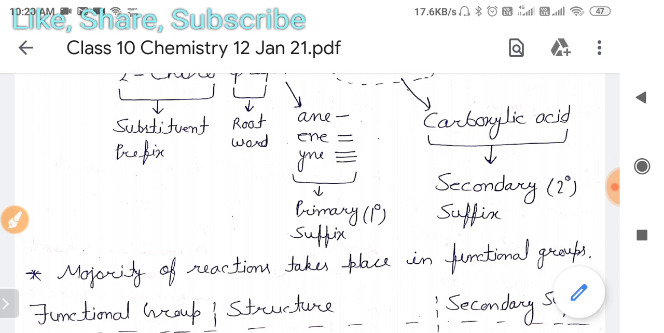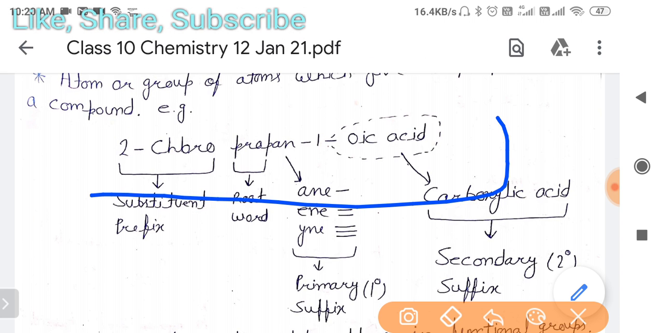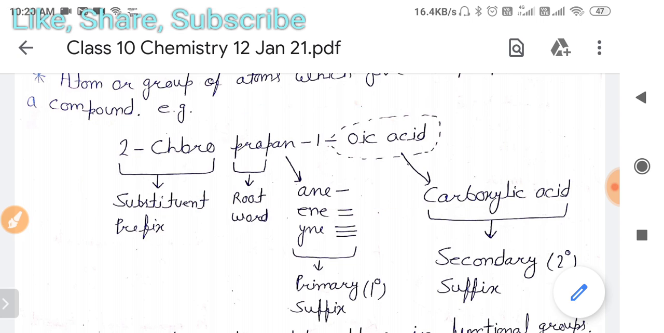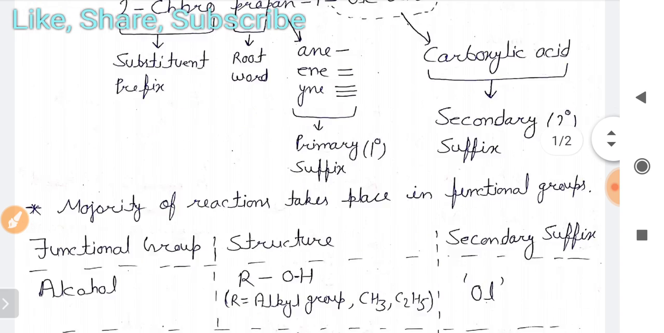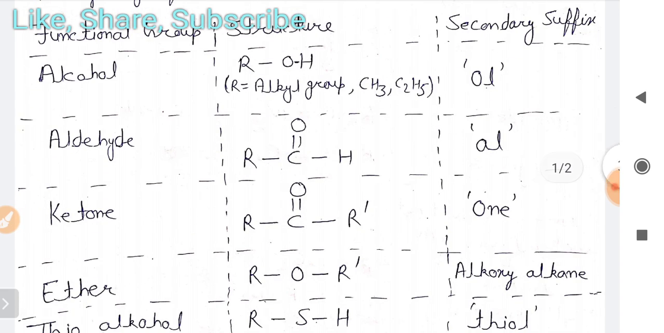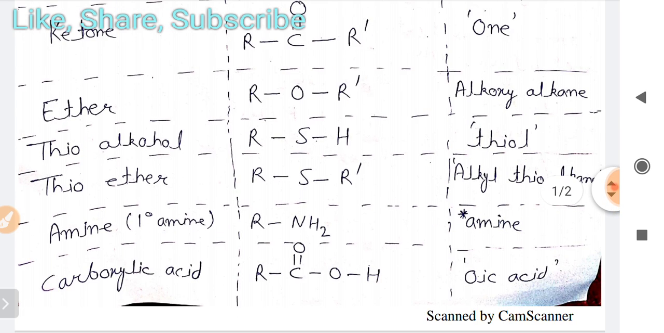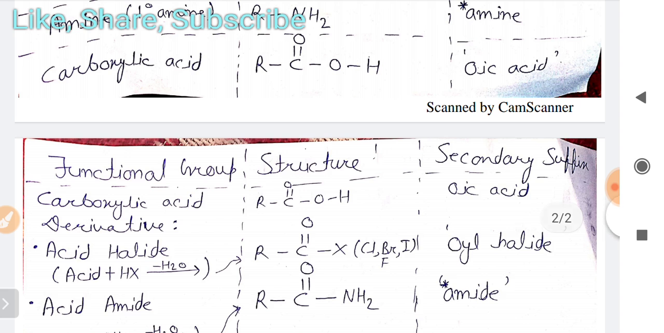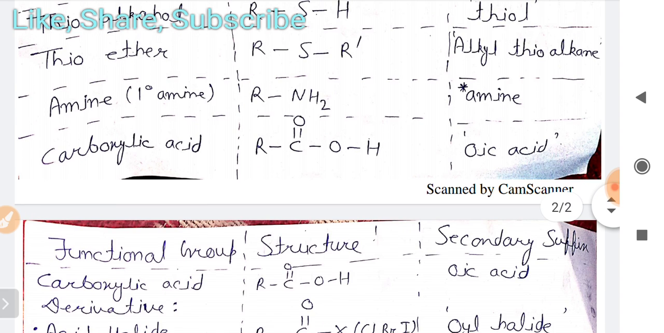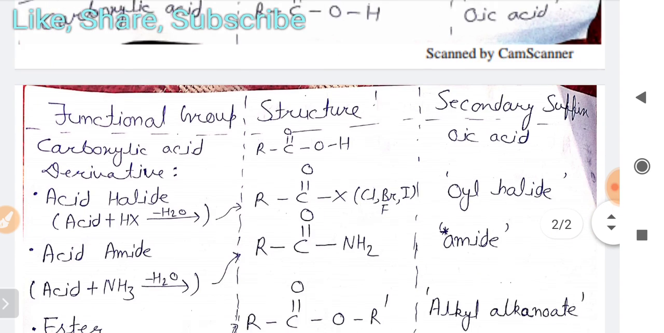If you understand whatever I explained earlier, you can easily name things like 2-chloropropane, 1-oic acid. So these are the secondary suffixes, and these are the structures which you have to remember. Practice them, and every time you write carboxylic acid, try to draw its structure also. Whenever you write an equation, these are helpful for you to understand their structure and keep it in mind.